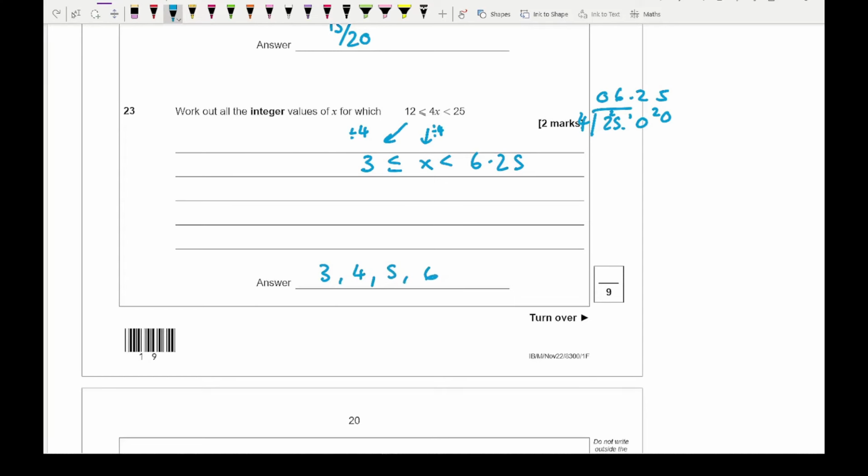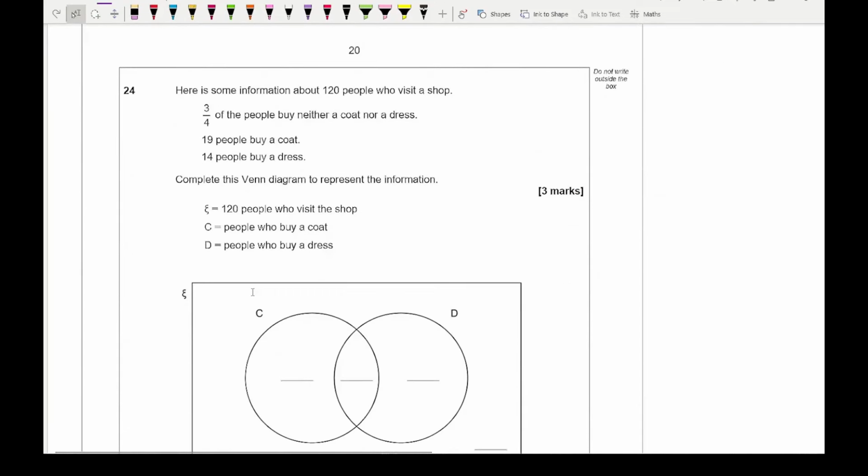Alternately, what you could have done rather than doing division is converted 25 over 4 to a mixed number. So that's going to be 6 and 1 quarter. And then we get 6.25. Much easier way of doing it. But if you want to do long division, the bus stop method, then that's absolutely fine.